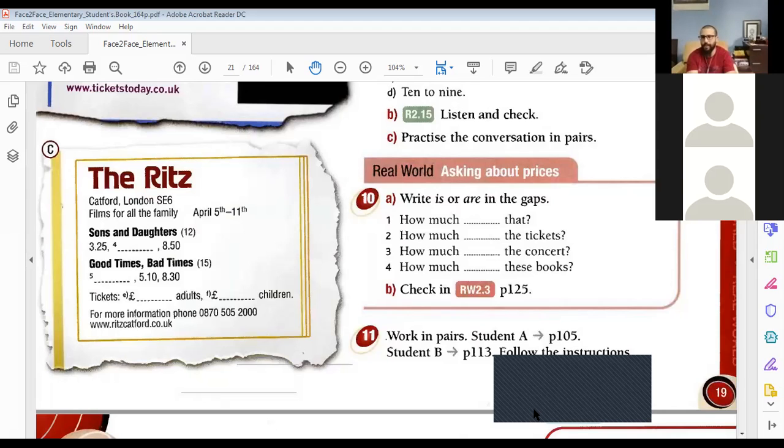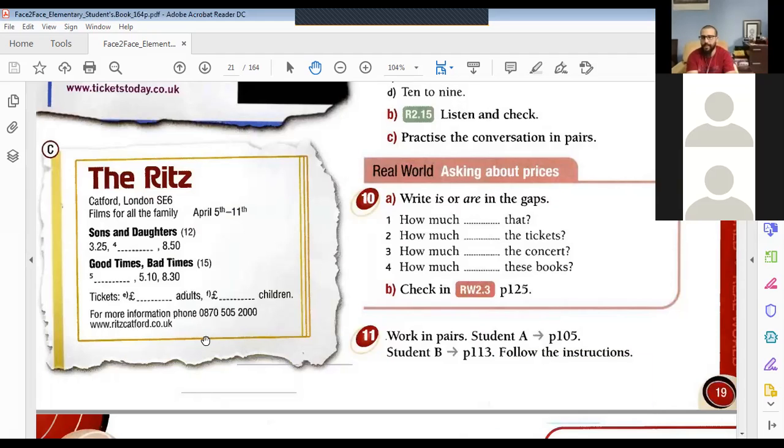So what are the prices? £6.50 for adults and £4 under 16. Yes. What do they mean? £4 under 16. What do they mean?